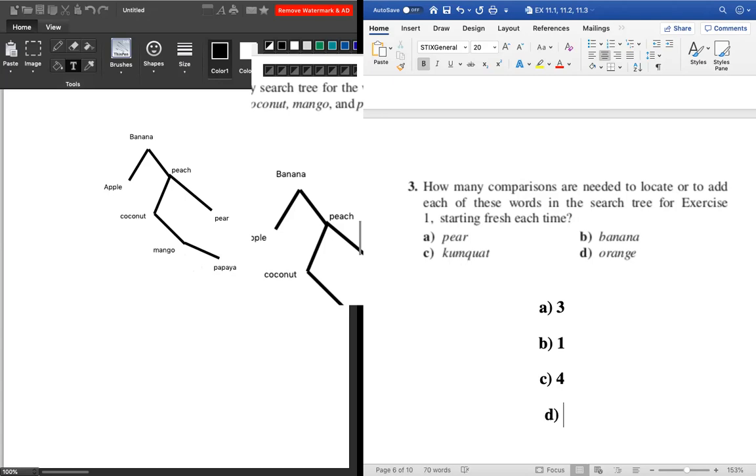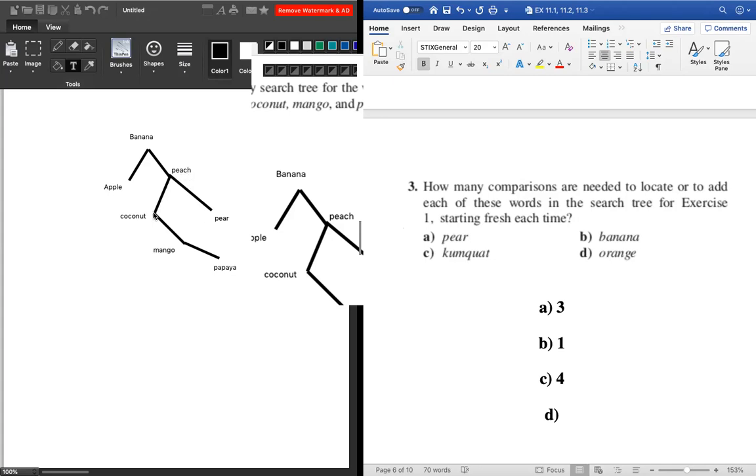Now the word orange. I have to look for the word orange in this tree, or if I have to add it. First of all, I will start with banana, of course. So is banana orange? No, it's not. So this is one comparison. The second one will be with this peach here. So is peach an orange? It's not. But where should we go? We basically see, does P come before O or O come before P? So O comes before P, right?